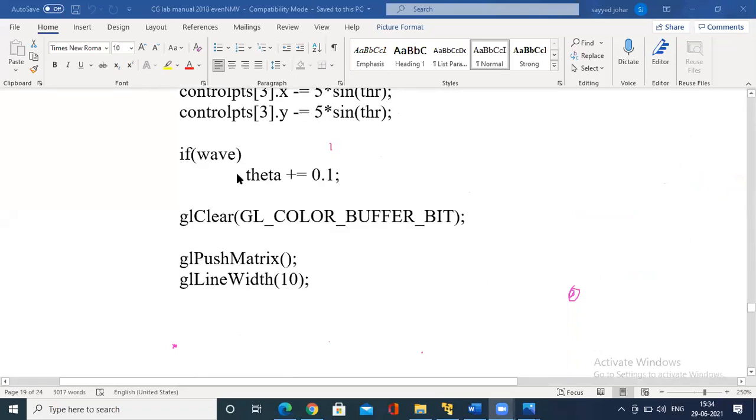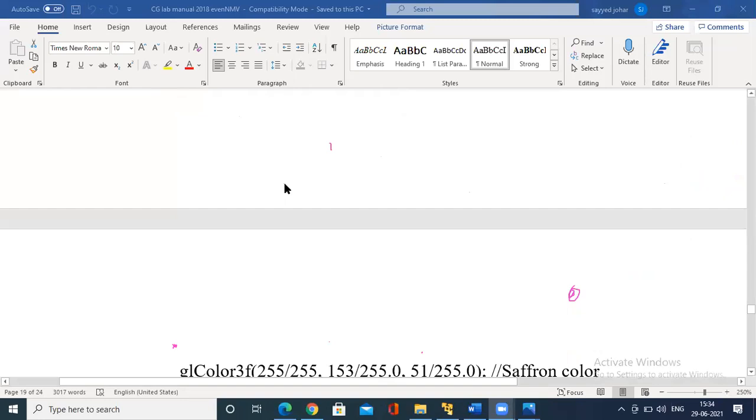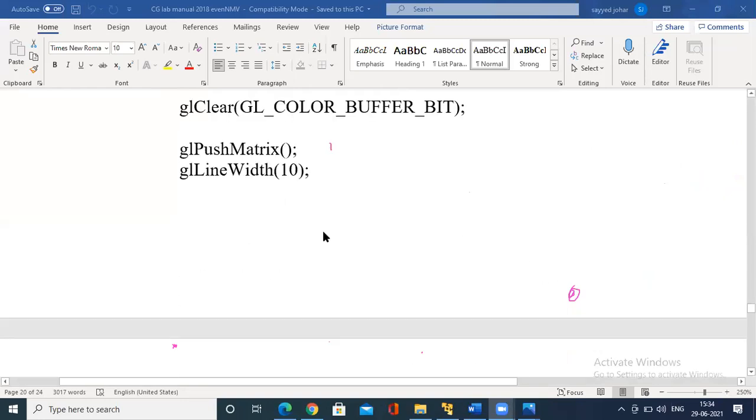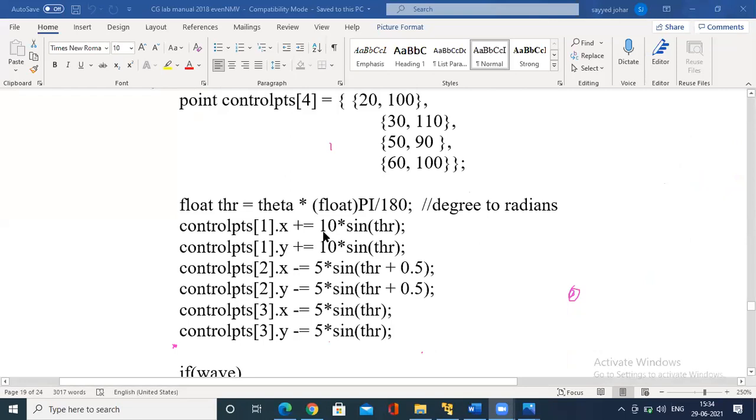Next, you have to use a menu driven program. If wave, change the theta. So using clear the buffer bit, push and pop, in between push using a different saffron color, you have to call Bezier. What is a Bezier curve? What is a Bezier curve? You could see.